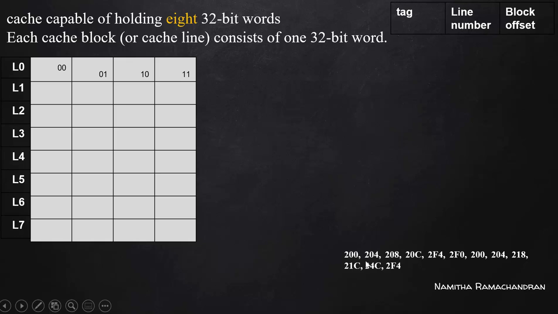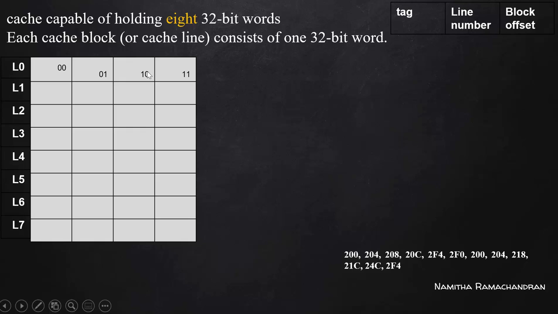So, in the given examples, in these given hexadecimal addresses, how many total bits are present? Total 12 bits are present. That means for representing each of these addresses, we need a minimum of 12 bits. Right. So, we need to identify among the 12 bits how many bits are needed for representing the block offset part. Okay. So, here in each cache line, we can hold a single 32-bit word. A 32-bit single word means how many different bytes? 4 different bytes.